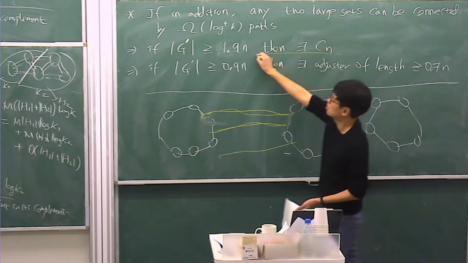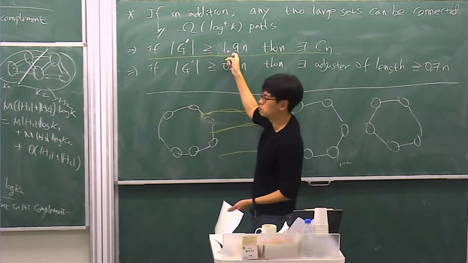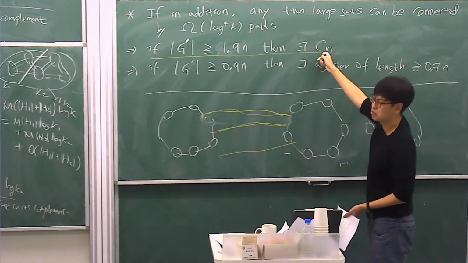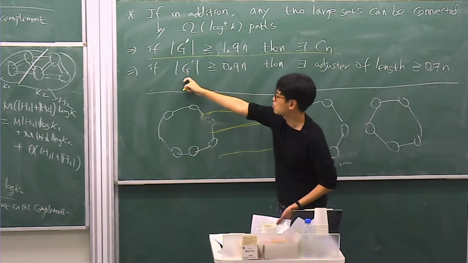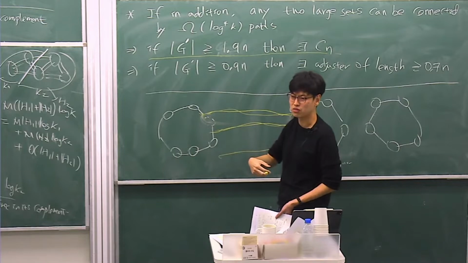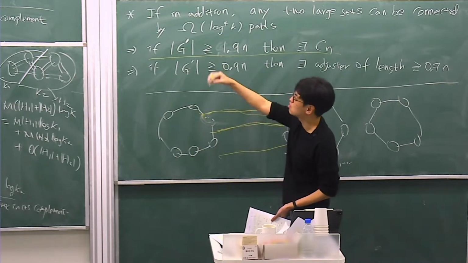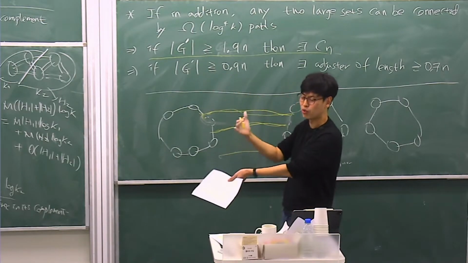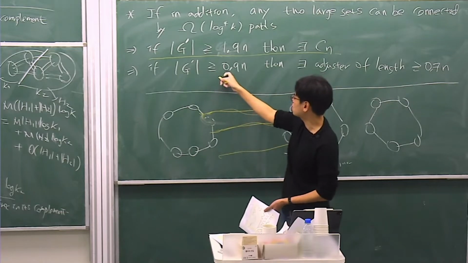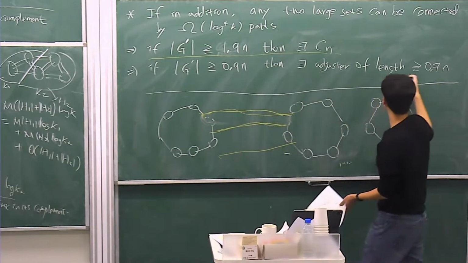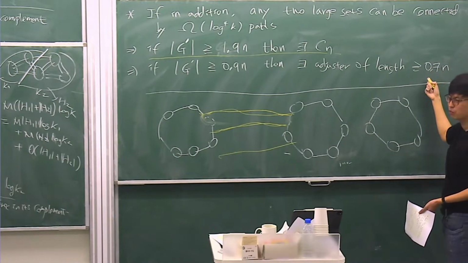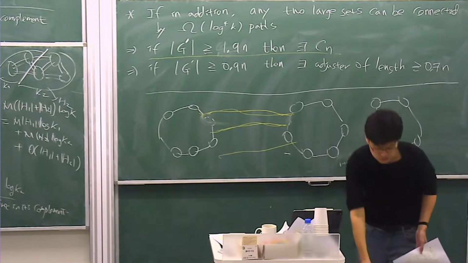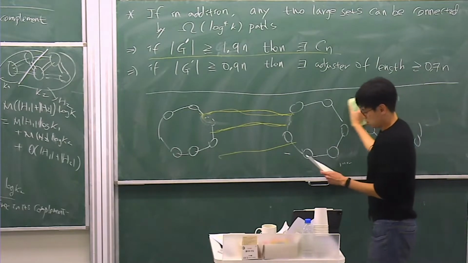So in the above case, if there is enough room, then we can be done by finding a cycle. But the graph could have less than n vertices, right? Because you don't know when you stop. But as long as this is at least 0.9n, then you can find the adjuster of length more than half.